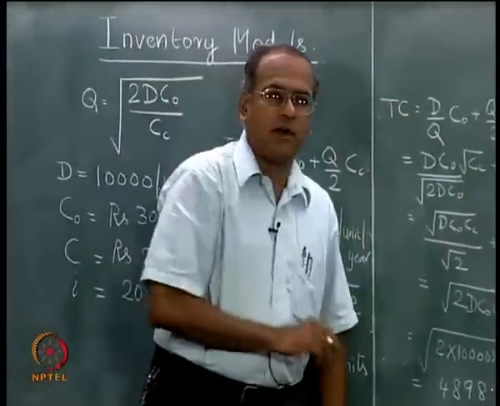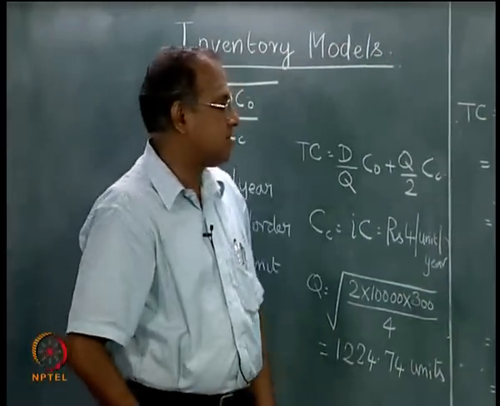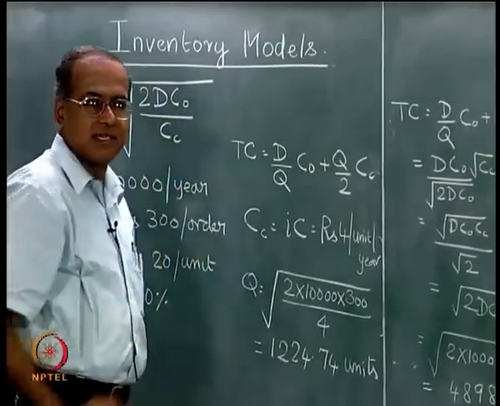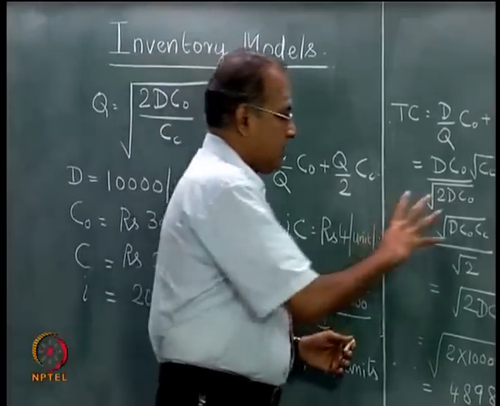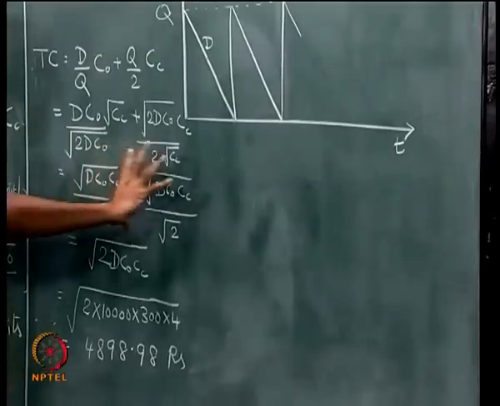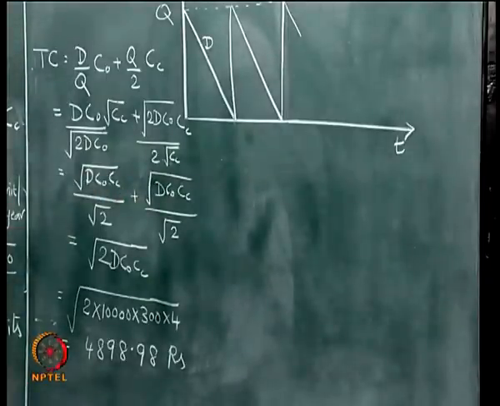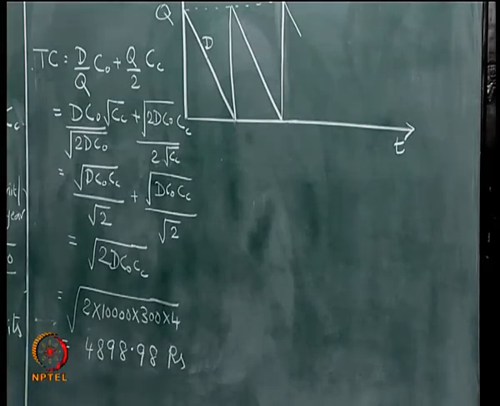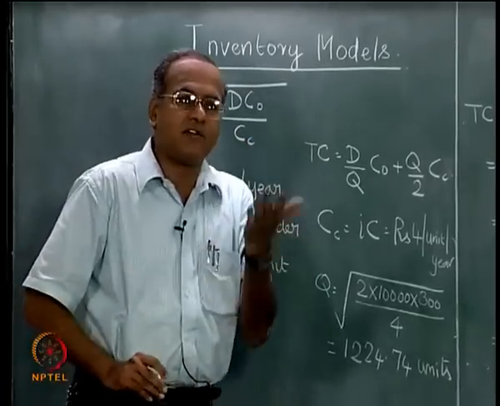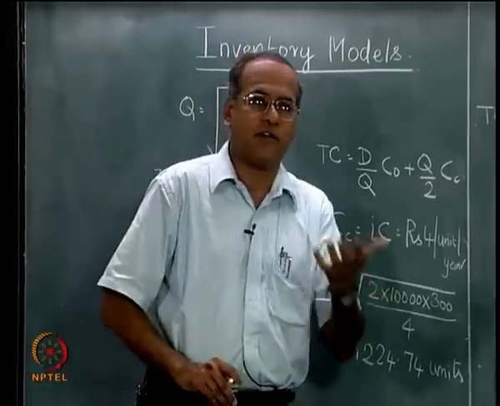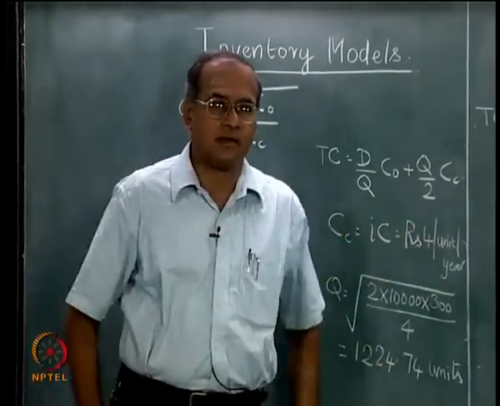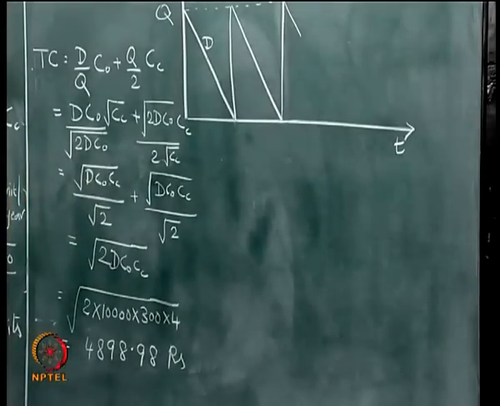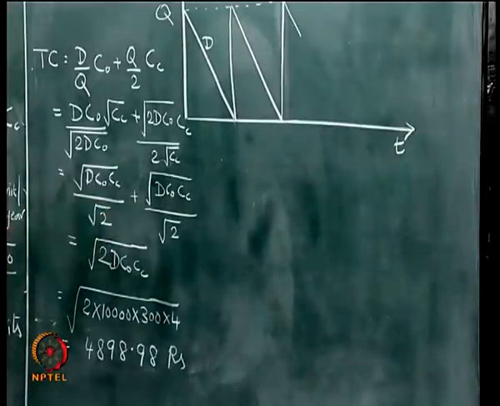Now from this formula we also observe a very interesting thing, which is at the optimum, that is when we substitute root over 2D C0 by Cc, at the optimum the component of the order cost and the component of the carrying cost are equal. So when we do this optimization to find out the value of the economic order quantity, we are essentially trying to find out that value of Q for which the order cost is equal to carrying cost. Therefore, the total cost is 2 times the order cost and carrying cost, which comes to this expression.